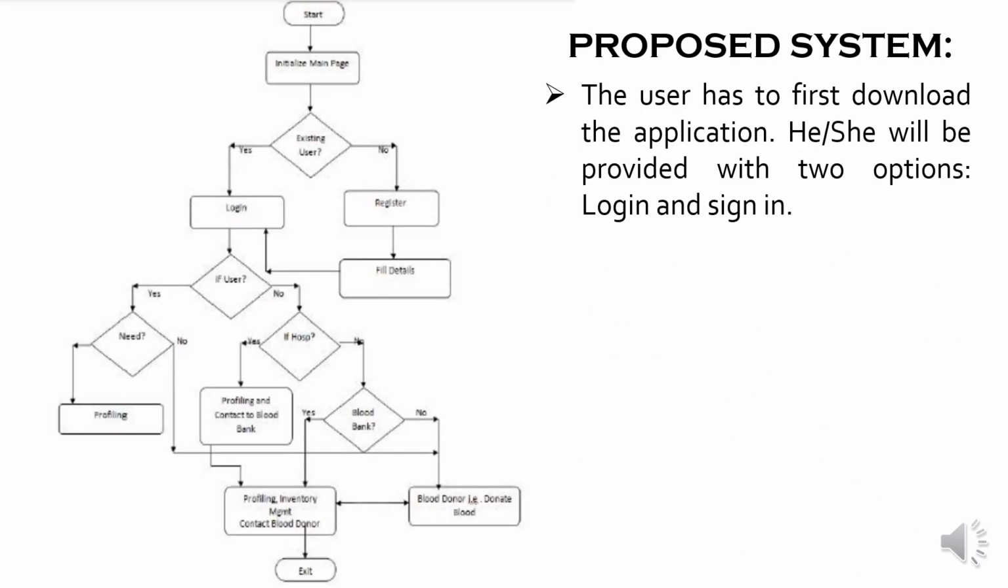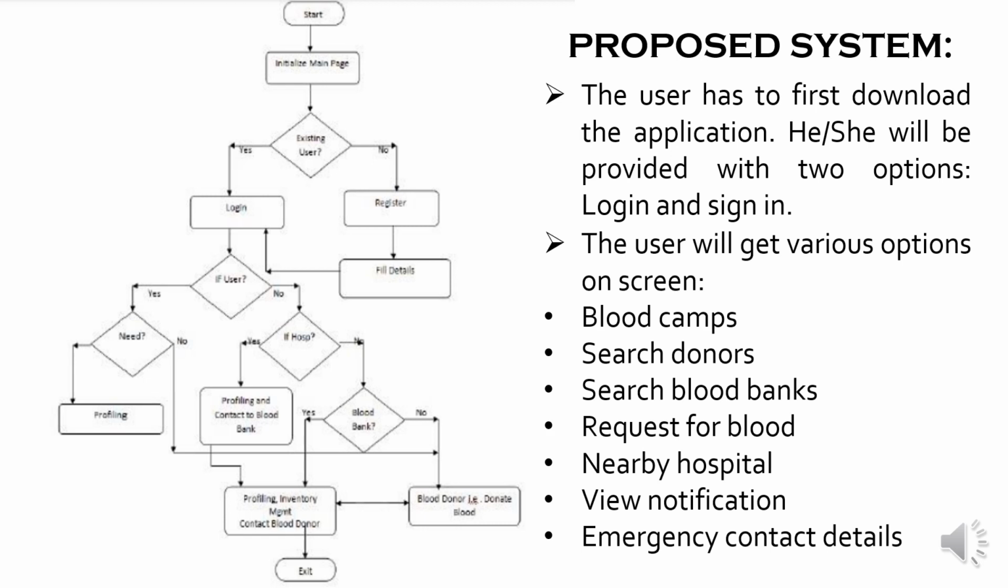In the proposed system, the user has to first download the application. He or she will be provided with two options, that is login and sign in. If the person has already registered, they can just log in. If not, they can create an account by providing basic details like name, address, contact, date of birth, blood group, email ID, etc. Once the user registers, they can check various blood banks that are located. The user will get various options on the screen, like blood camps, search for donors, search for blood banks, request for blood, nearby hospitals, view notifications, and emergency contact details.